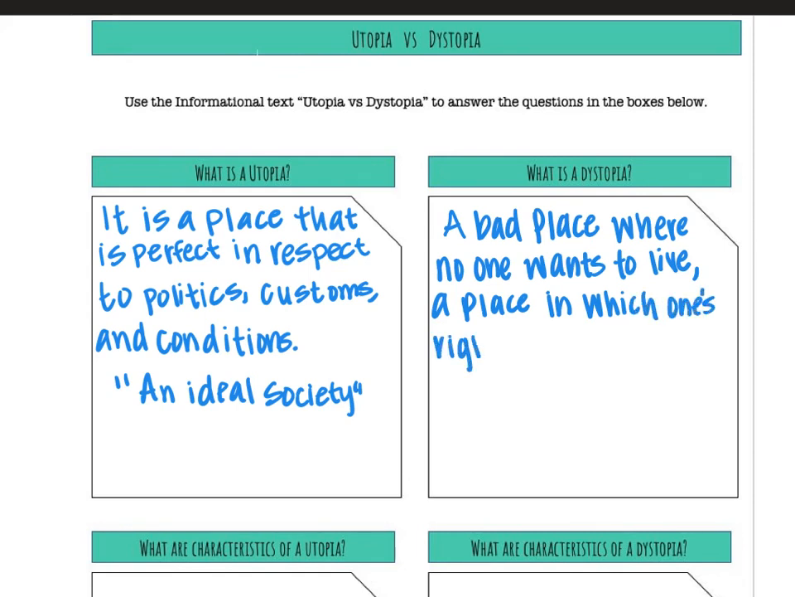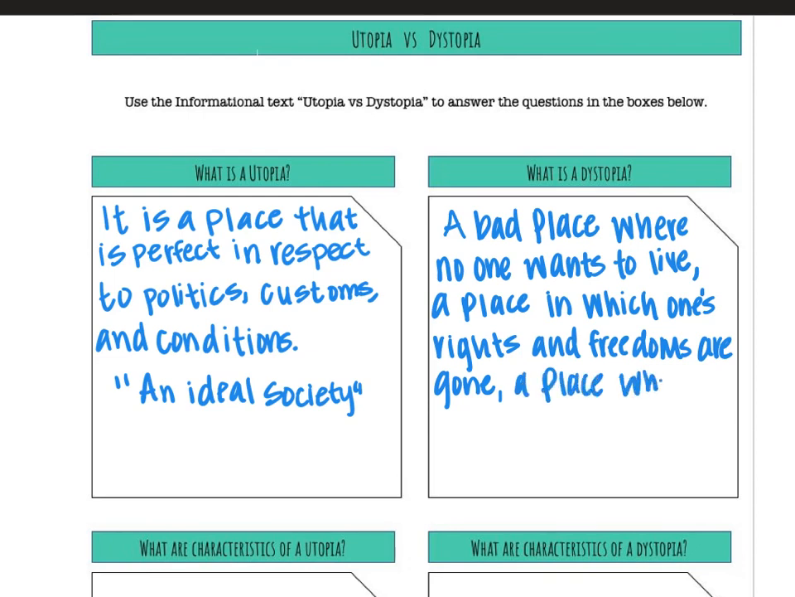So think the Hunger Games versus It. If you've seen the movie It, the clown is the only bad thing in this normal world. But if you think about the Hunger Games, then you realize that everything that happens and everything everybody does is based around this evil premise of the way the world is run. So simply, a dystopia is defined as a bad place where no one wants to live. It's a place where one's rights and freedoms would be gone. A place where environment would be devastated.